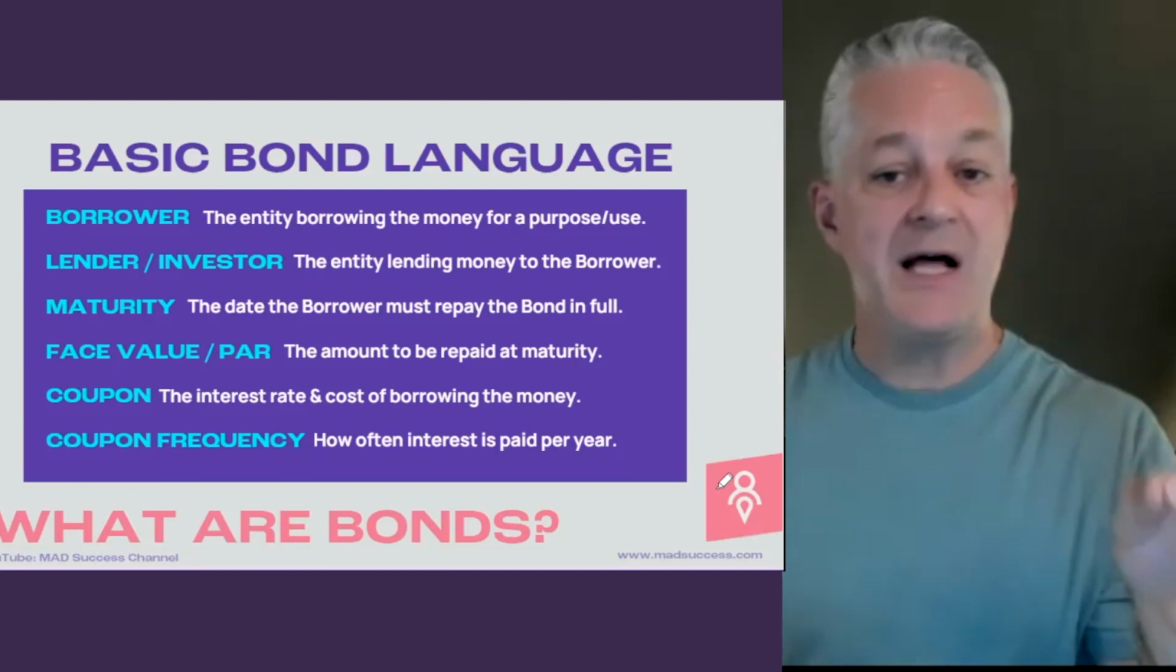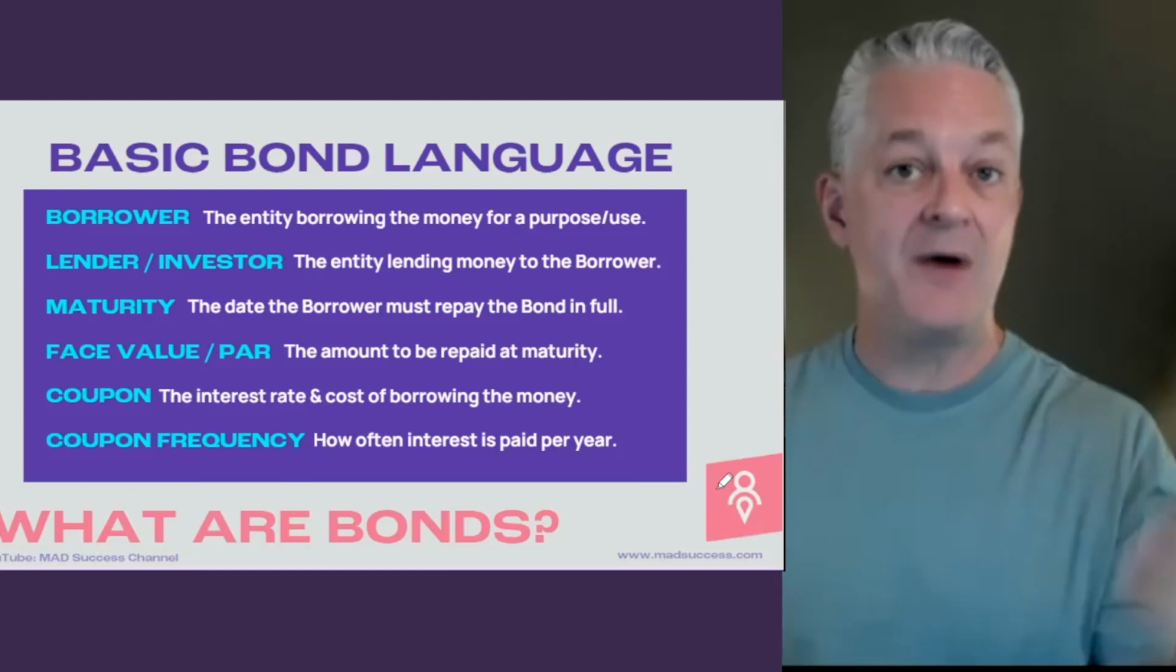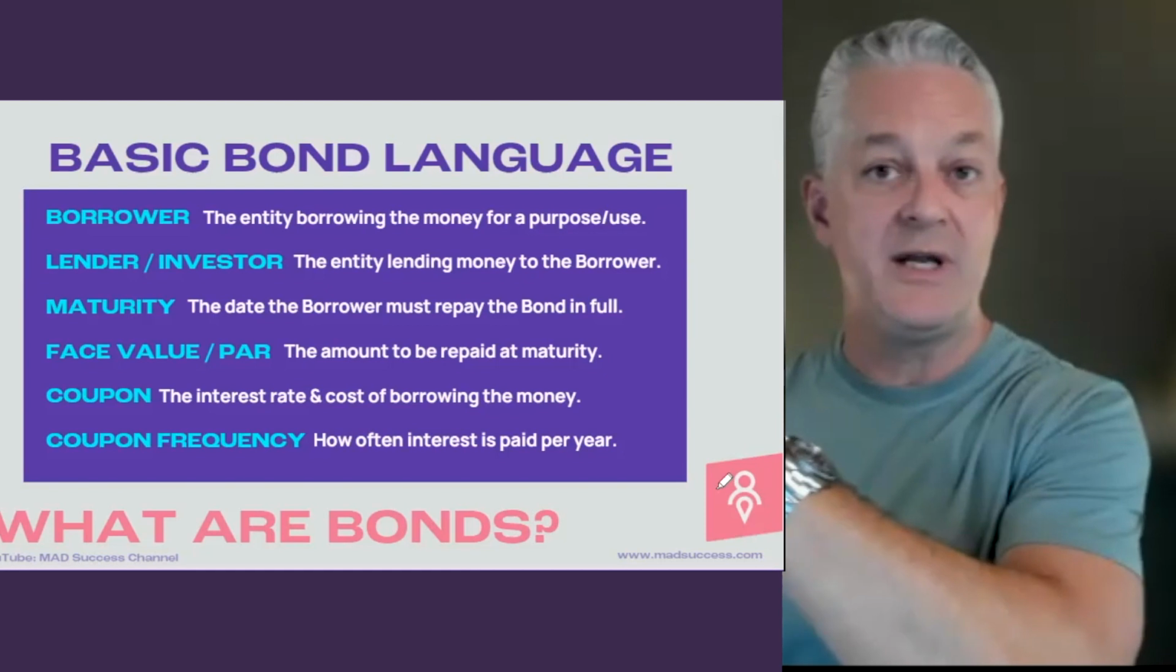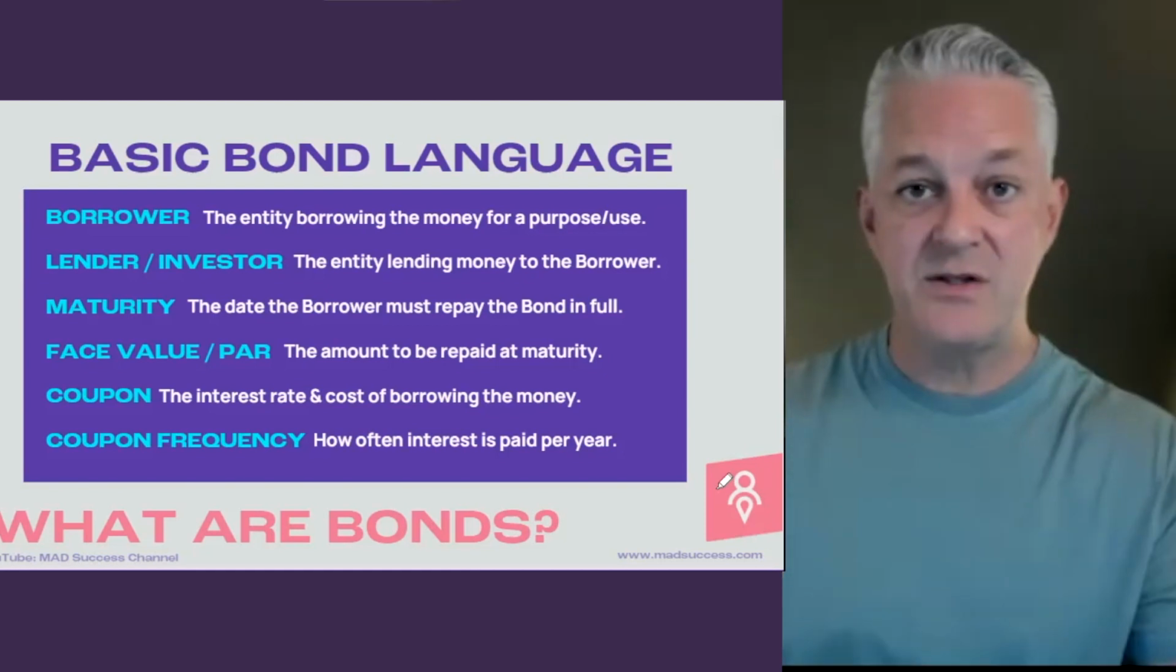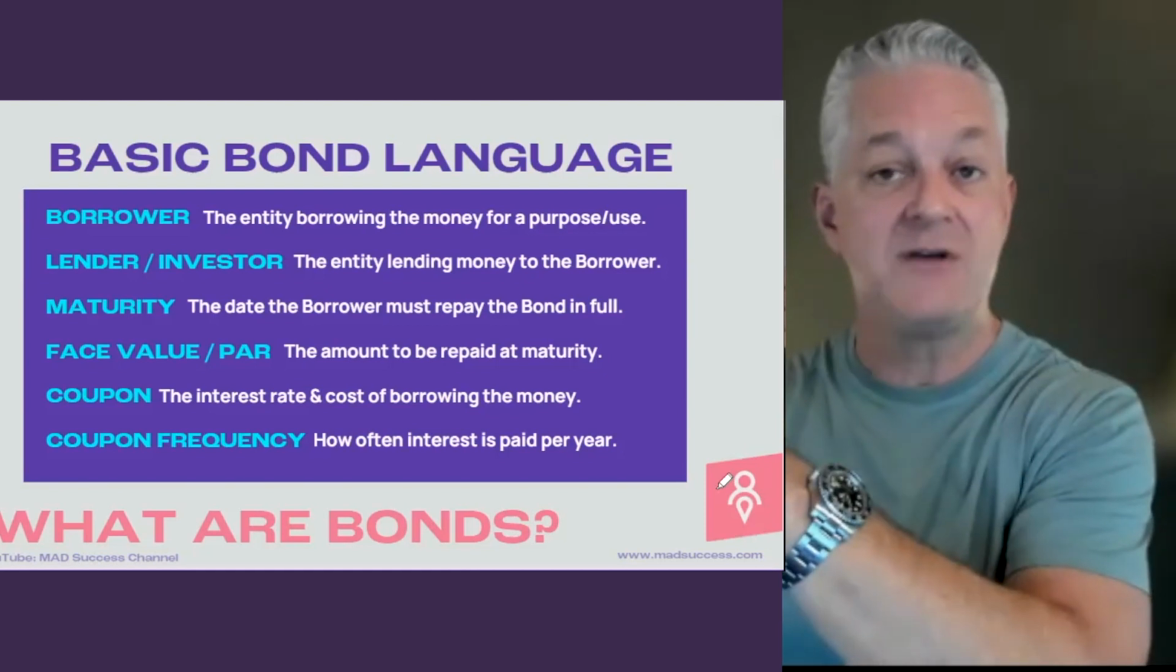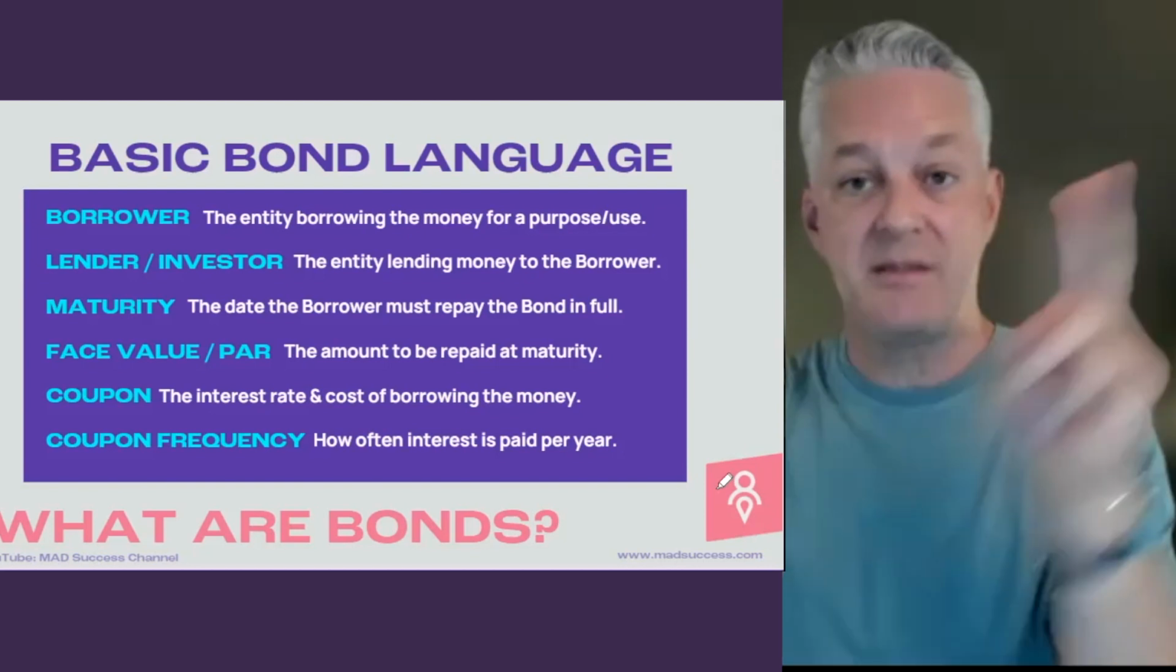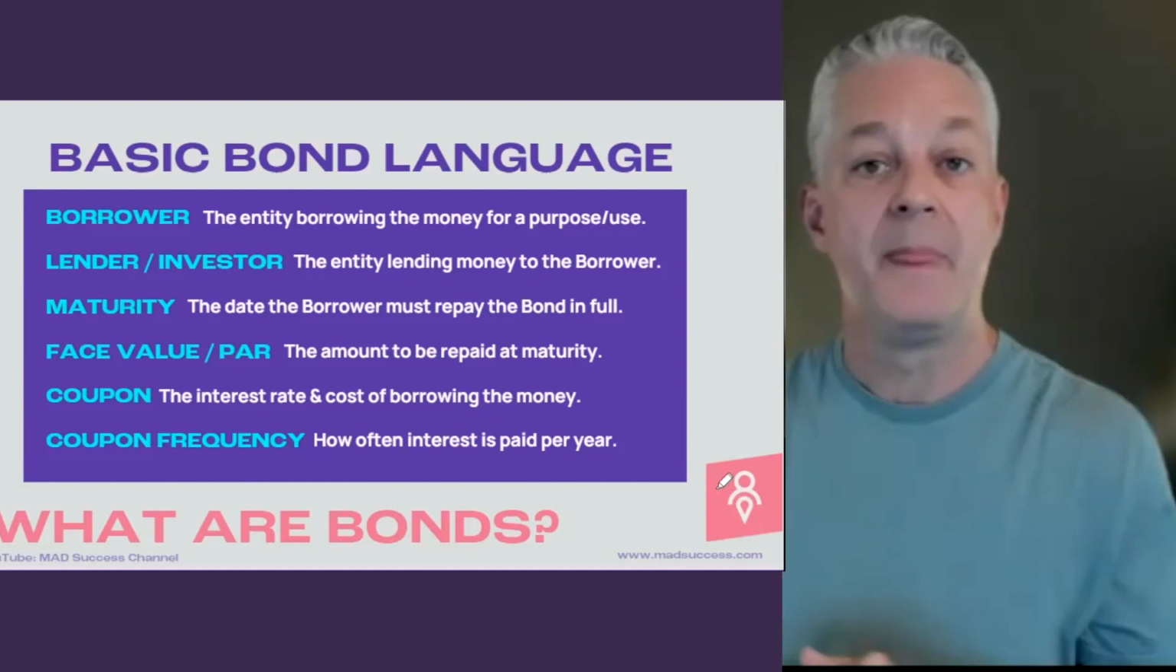The face value or par value is the amount that needs to be repaid at maturity. So again, if you've lent $1,000, you expect to get $1,000 back at maturity. That's the par value or the maturity value.